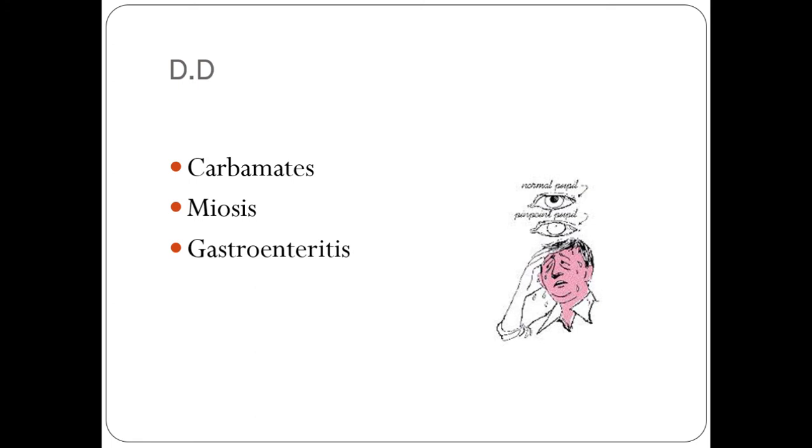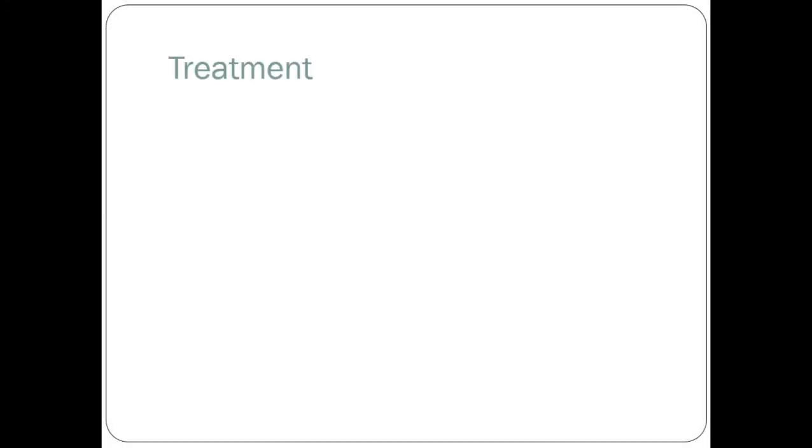Also, gastroenteritis. Gastroenteritis can be confused with organophosphate poisoning, because here we have nausea, vomiting, and diarrhea, so it can be confused with gastroenteritis. So what is the treatment of cases of organophosphate poisoning?